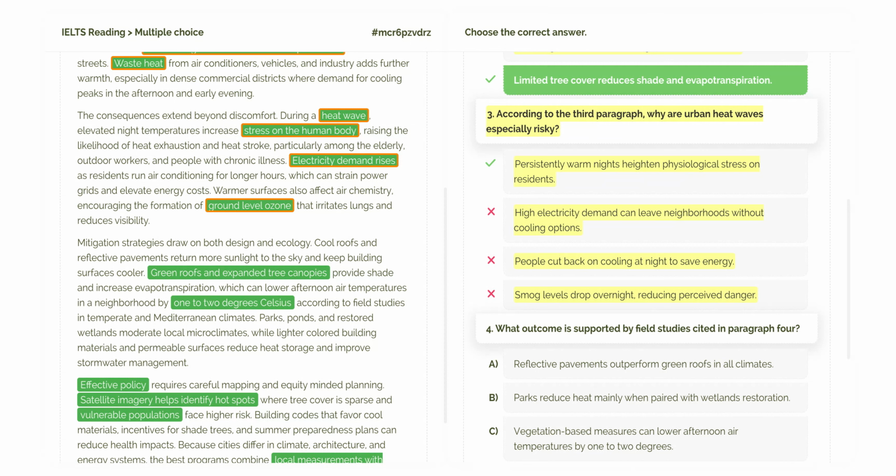So, the clearest and most direct answer supported by the third paragraph is A. The text explicitly links the risk of heat waves to the stress caused by high night temperatures. A.